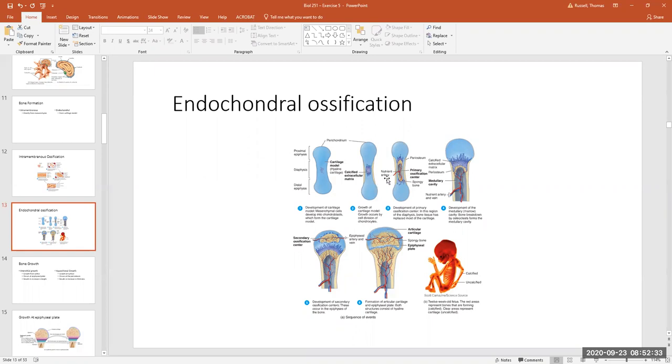When the nutrient artery perforates what becomes the diaphysis of the bone, we ultimately have osteoblasts that build up bony matrix in here, but ultimately osteoclasts come behind them and degrade away the bony matrix in the middle. Since this is the place where we develop bone first, it's called the primary ossification center.